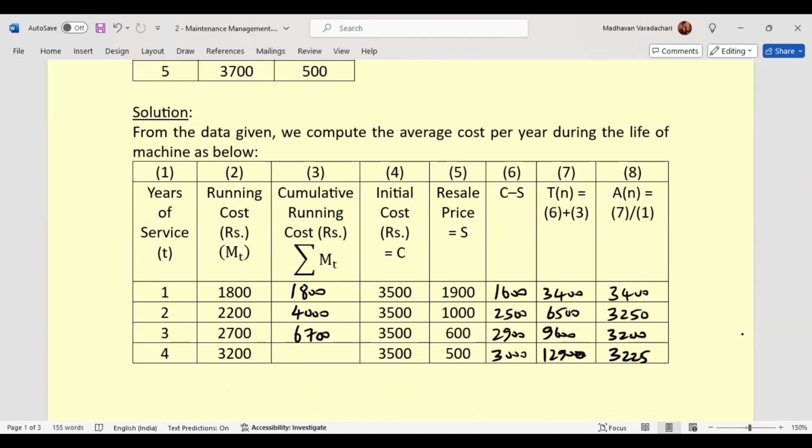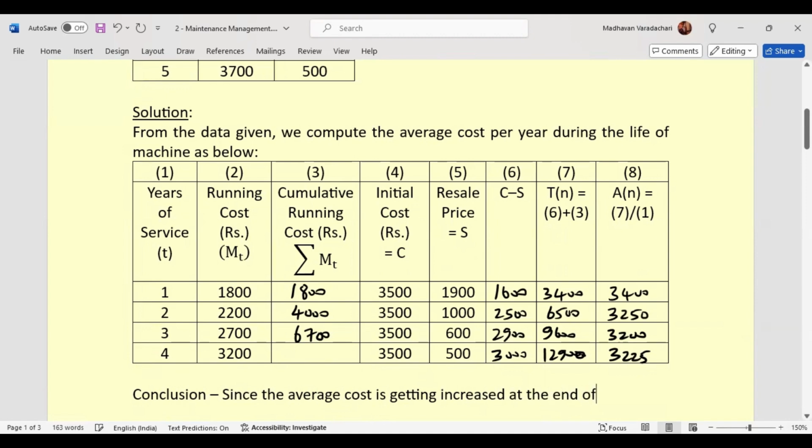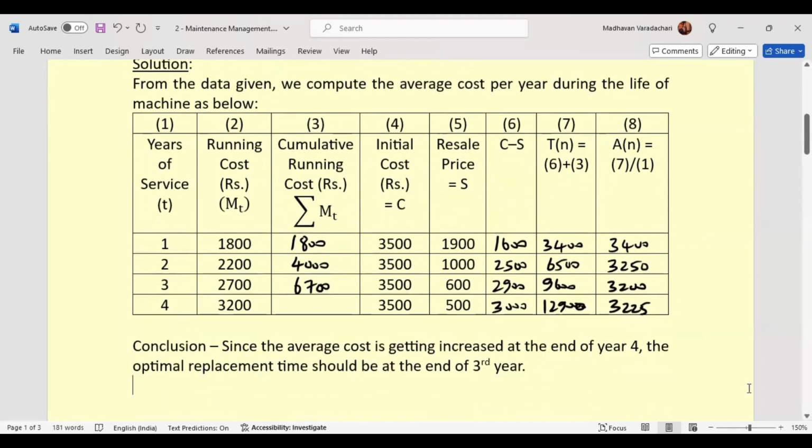Right. So we can conclude now. Since the average cost is getting increased at the end of year 4, the optimal replacement period or replacement time should be at the end of third year. At the end of third year, we need to replace it. That is the solution for this particular question.